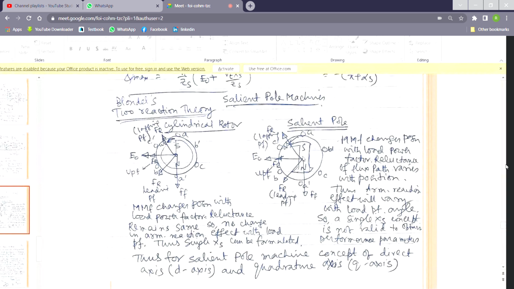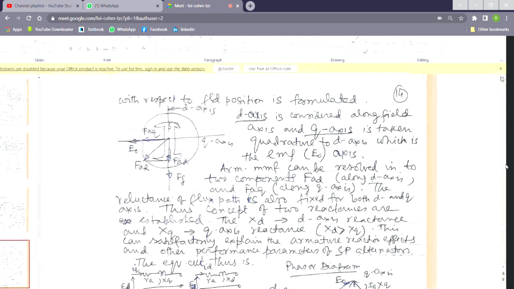So this theory is known as Blondel's two reaction theory, where we consider the field axis as D axis, and the axis in quadrature to the field, which is also the axis of the induced EMF or E0, the no load EMF, is the Q axis. You have to resolve the EMF phasors into two components, one along D axis and another along Q axis. The same thing is written here: D axis is considered along the field axis, and Q axis is taken according to the D axis, which is the EMF axis or E0 axis.